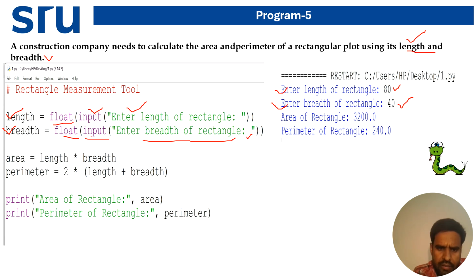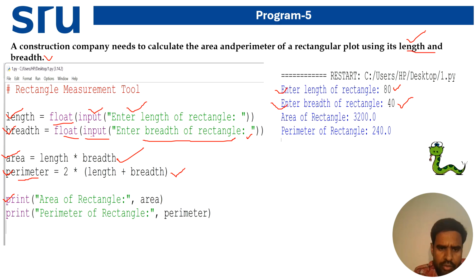Now I'm taking the formula. What is the formula to calculate the area? Area equals length into breadth. Now what is the perimeter? What is the formula? Perimeter equals 2 into length plus breadth.